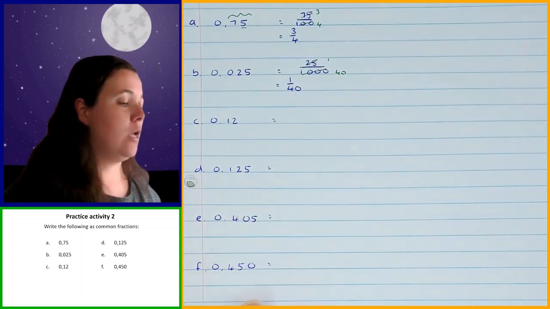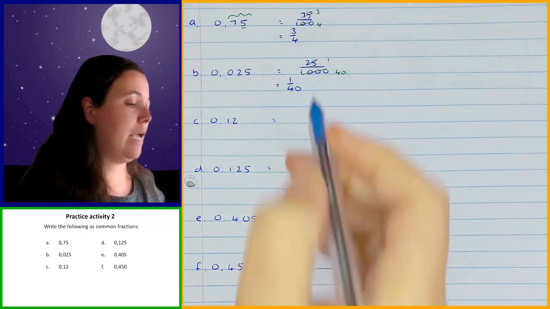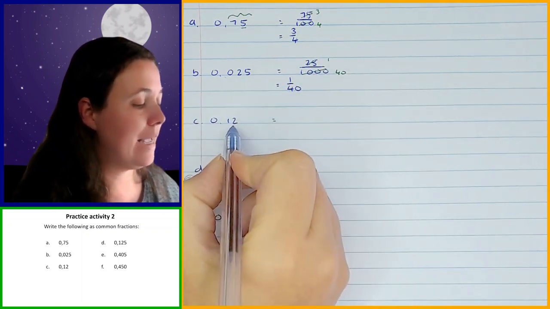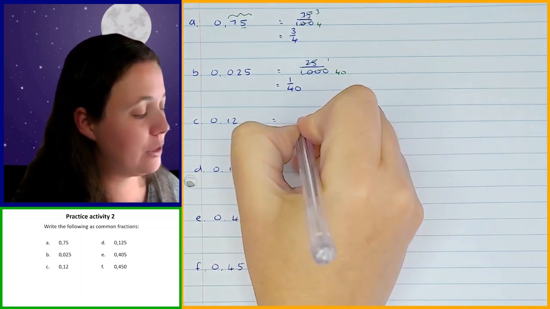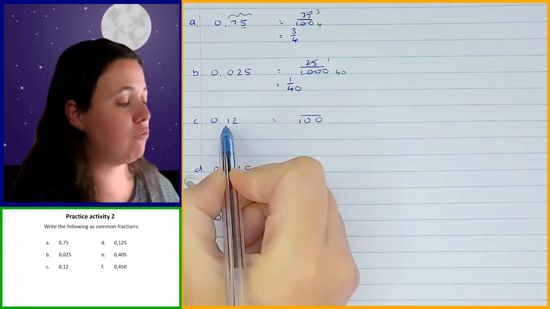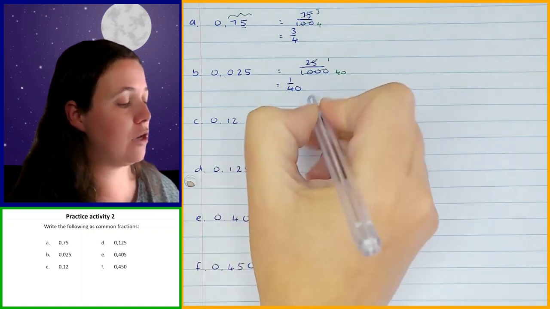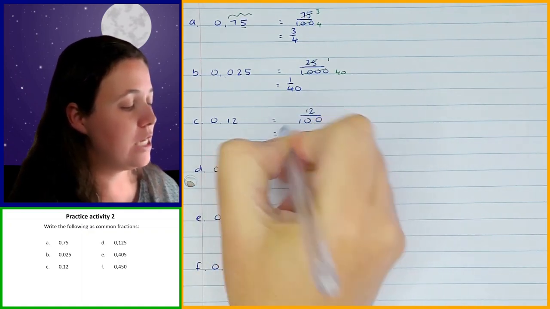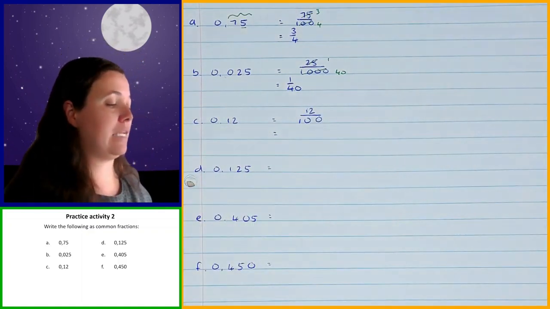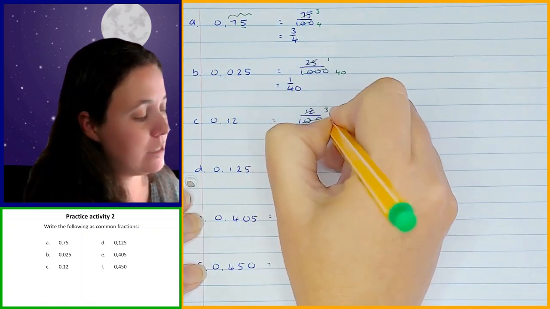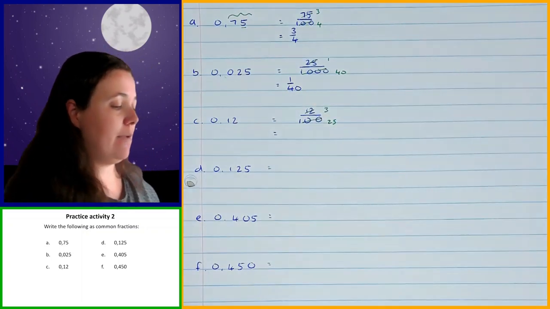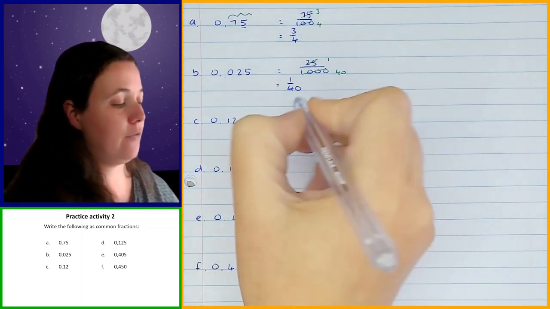Okay, the next one, question C. Here I have got my 2, which is in the hundredths position. So that's going to be something over 100. And I'm going to write both of these as a number over 100. That's 12 over 100. If I simplify that, I can divide both of them by 4. 4 goes in there 3 times. 4 goes in there 25 times. So that's going to be 3 over 25.